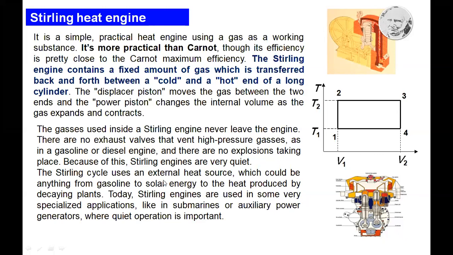So the Stirling cycle uses an external heat source, which could be anything from gasoline to solar energy to the heat produced by decaying plants. Today, Stirling engines are used in some very specialized applications, like in submarines or auxiliary power generators, where quiet operation is important.